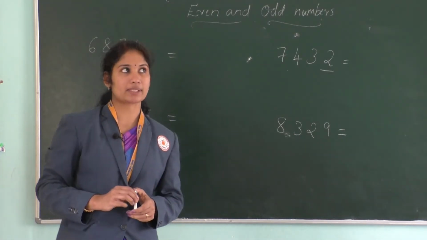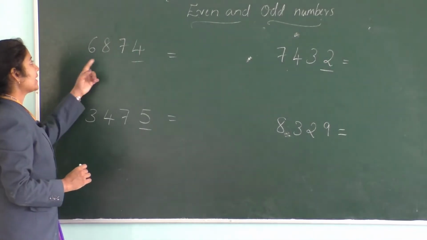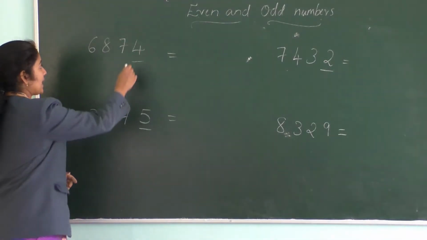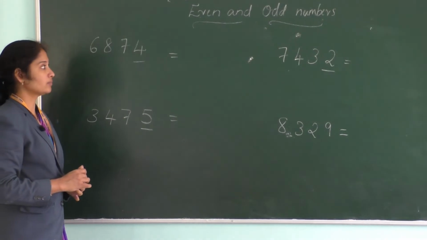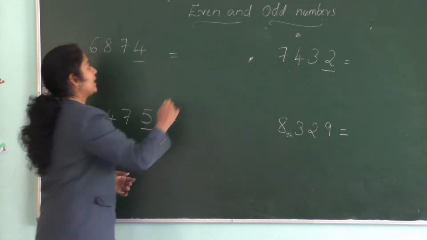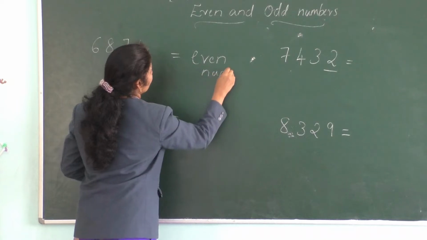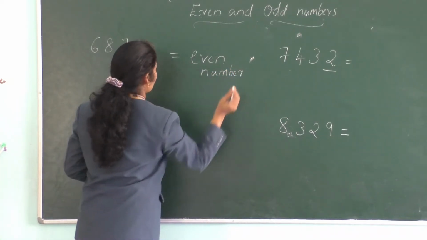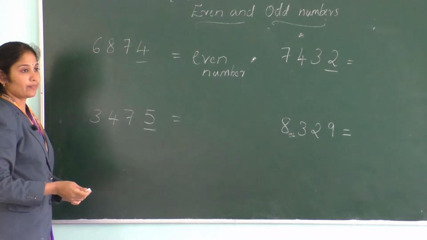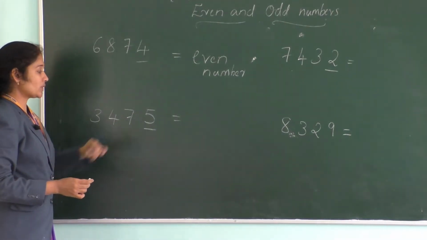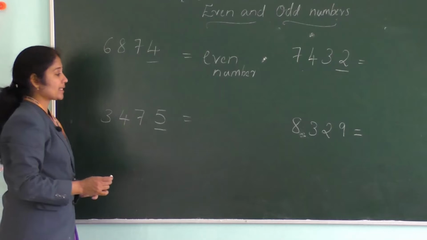Let's do some examples. I have a 4-digit number, 6,874. The last digit is 4. Is it an odd or even number? Yes, it's even. Next number, 3,475. Here, what is the last digit? Odd or even number? Yes, it's an odd number.